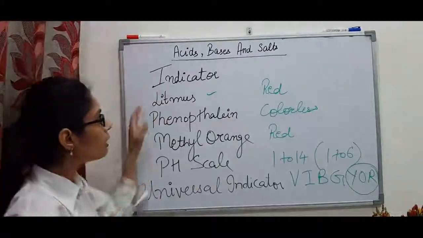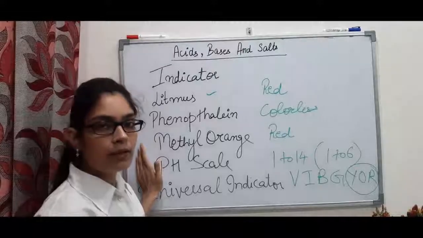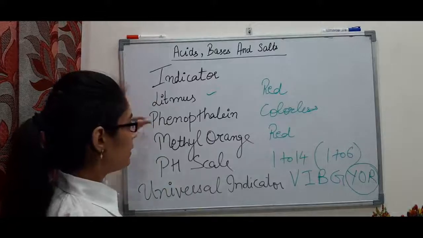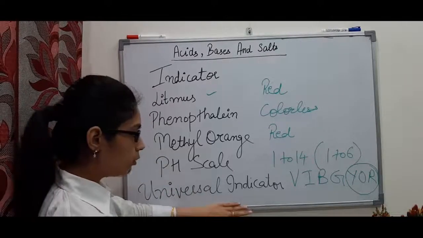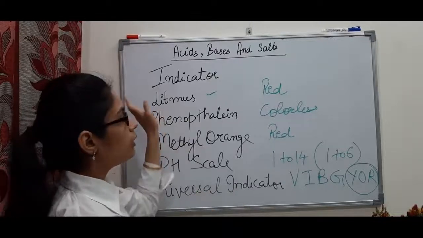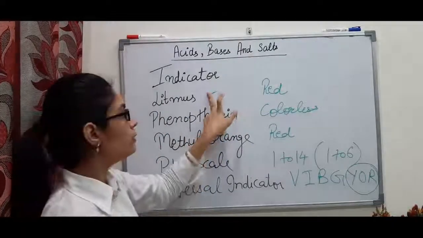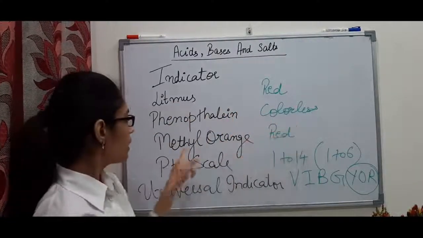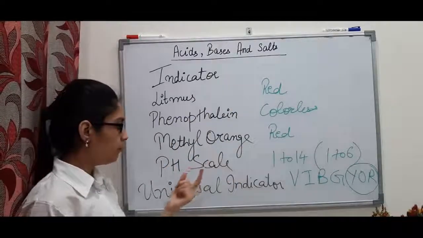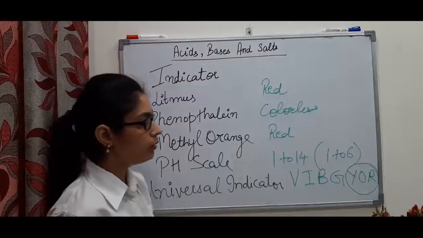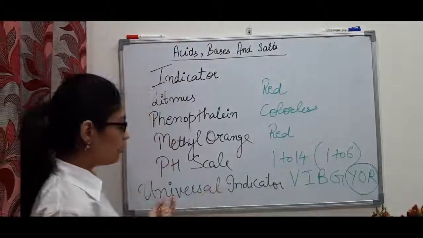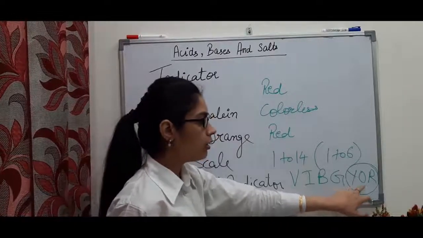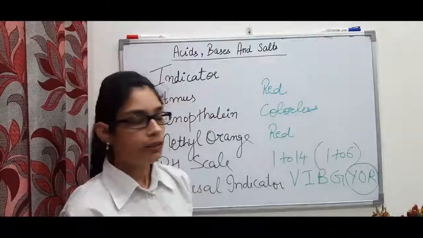So let's revise it. Indicators help us in checking the presence of an acid. The indicators are litmus, phenolphthalein, methyl orange, pH scale, and universal indicator. Litmus paper or solution will change into red color. Phenolphthalein will change into colorless form. Methyl orange will change into red color. The pH scale will give you values from 1 to 6. Universal indicator has 7 colors, and if your colors are yellow, orange or red, then it indicates the presence of an acid.